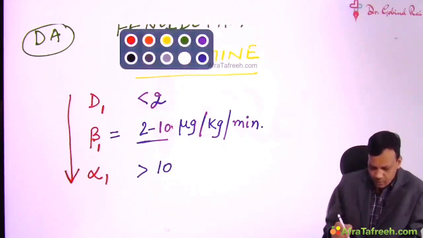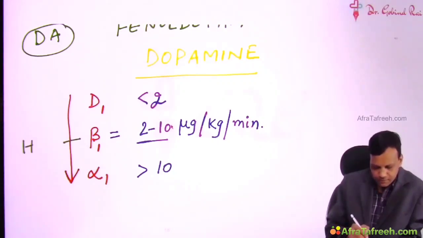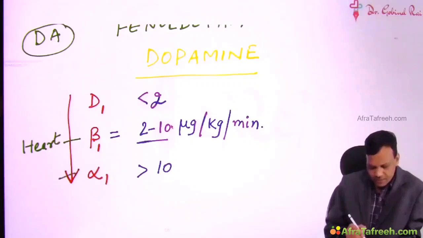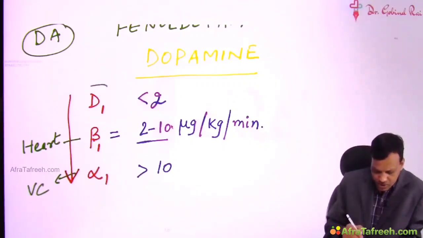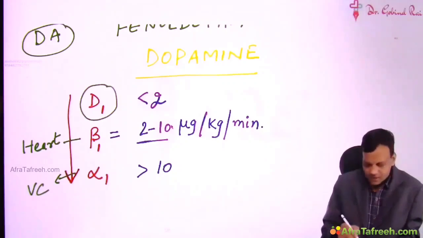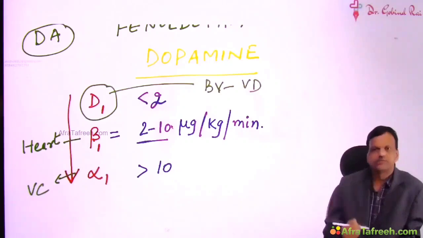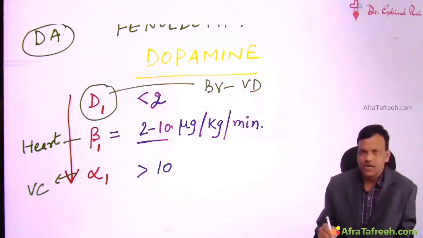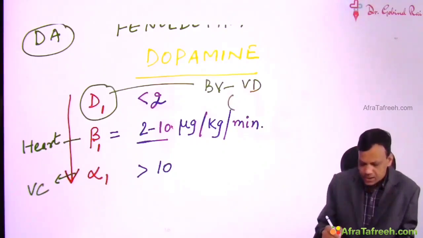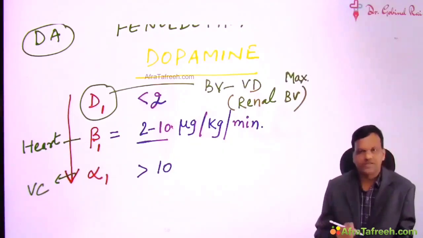Now we already discussed beta 1 and alpha 1. Beta 1 is mainly present in the heart and alpha 1 is mainly present in the blood vessels to cause vasoconstriction. Now we did not discuss D1 receptors. D1 receptors are also present in blood vessels, but their main function is to cause vasodilation. D1 receptors are present in all the blood vessels of the body and they cause vasodilation, but they are highest in concentration in the renal blood vessels.